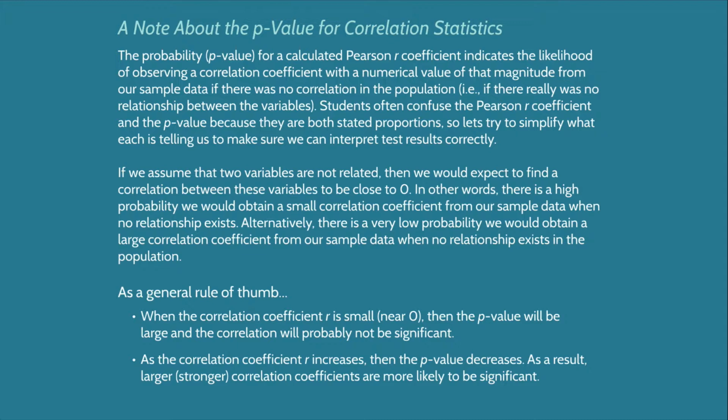As a general rule of thumb, when the correlation coefficient R is small or near 0, then the p-value will likely be large and the correlation will not be significant. As the correlation coefficient R increases, then the p-value decreases. As a result, larger or stronger correlation coefficients are more likely to be found statistically significant.